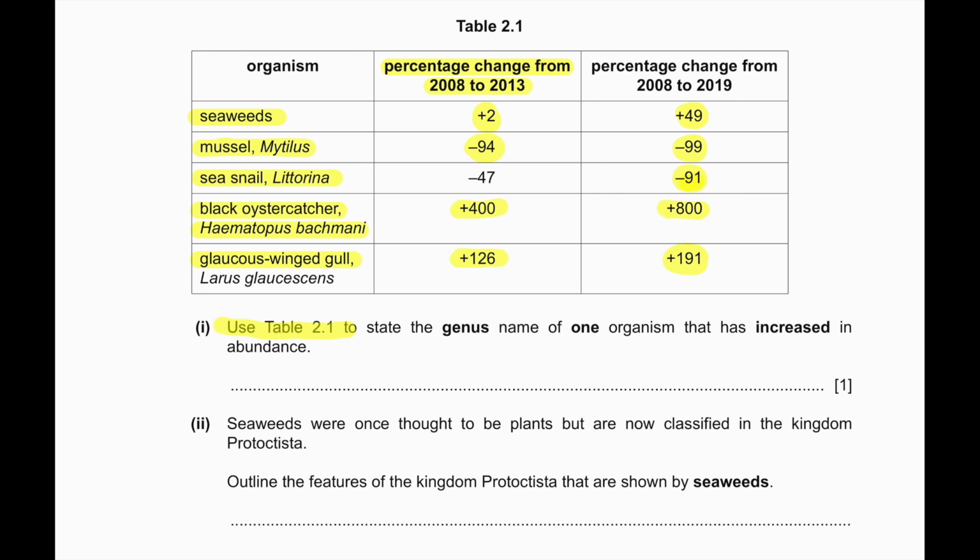Use table 2.1 to state the genus name of one organism that has increased in abundance. So we can see the highest increase in abundance is the black oystercatcher, and the scientific name is Haematopus bachmani. The first part of the name is the name of the genus. The second part is the name of the species in a binomial naming system. So it will be Haematopus.